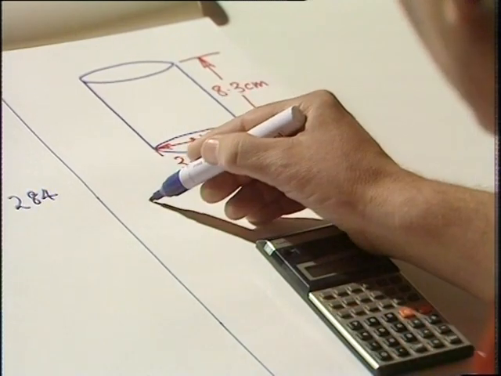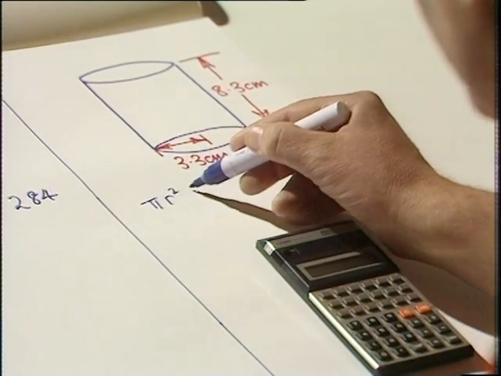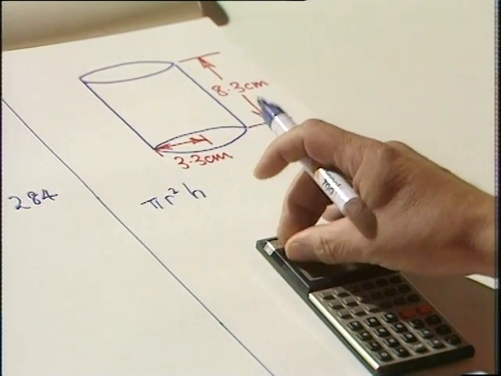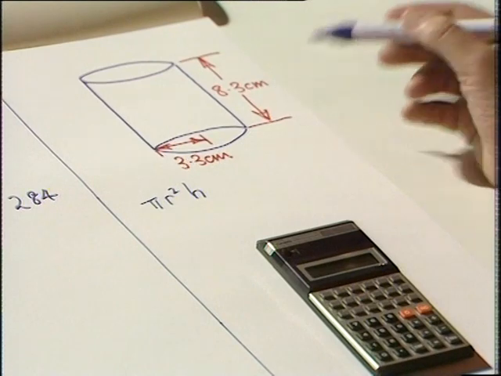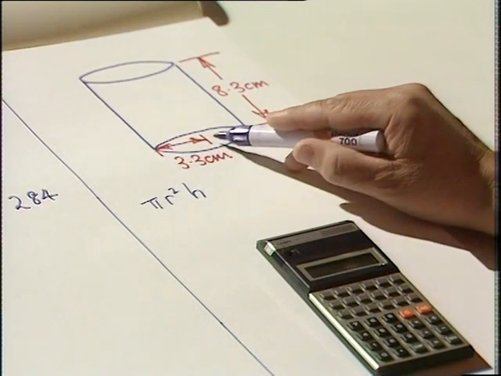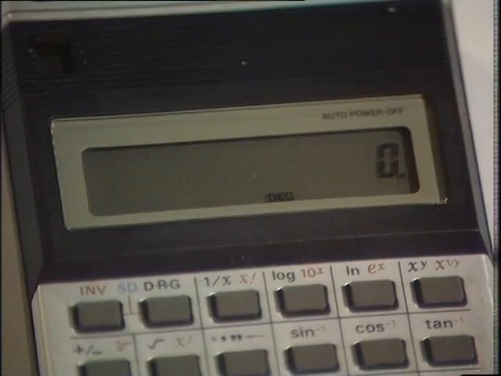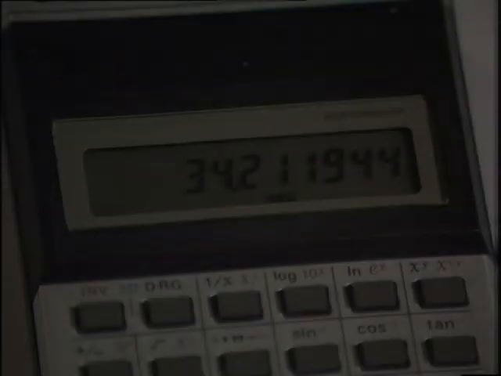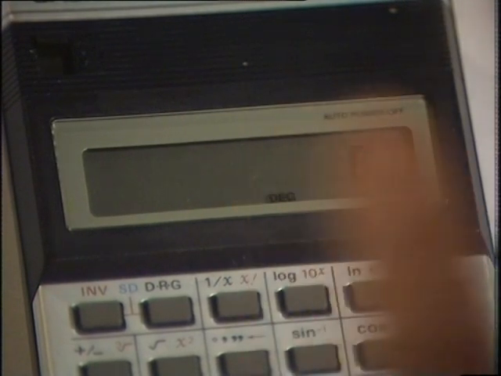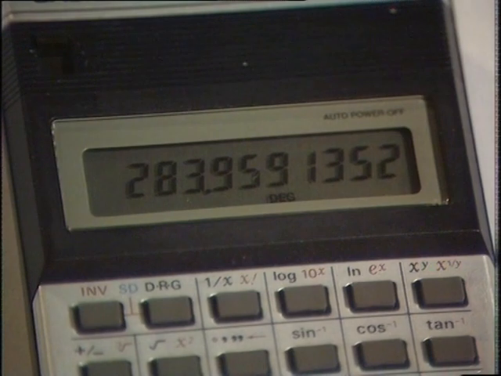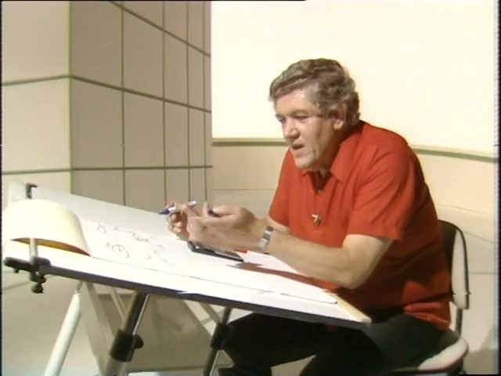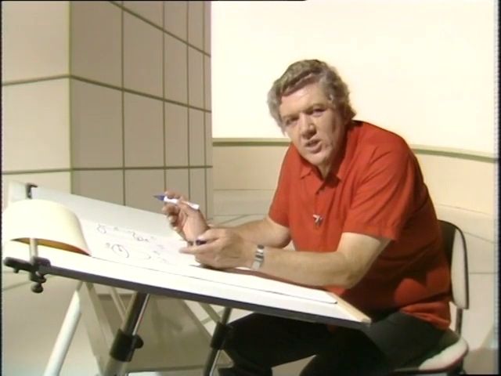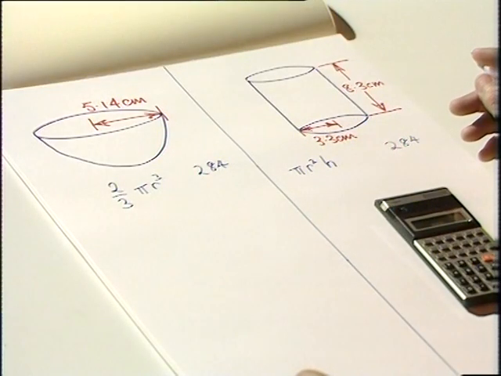Now, for the cylinder, we have pi r squared h. We know the height is 8.3 centimetres and the radius 3.3. So let's work that out. Pi multiplied by 3.3 squared by 8.3, wait for it, equals, and that is marginally under 284. So the round glass is in fact marginally bigger than the straight glass. But, as near as damn it, they're half a pint each.